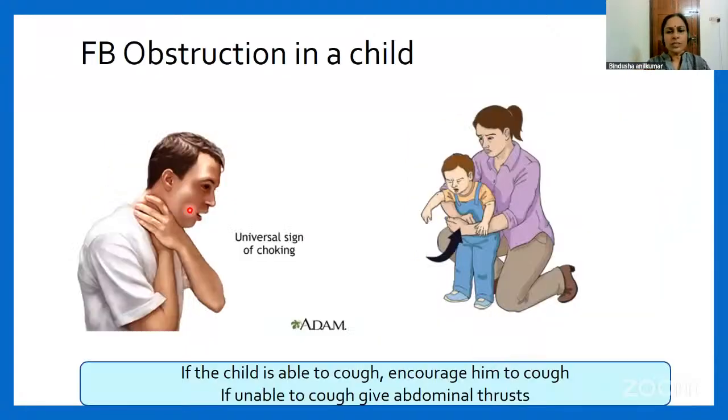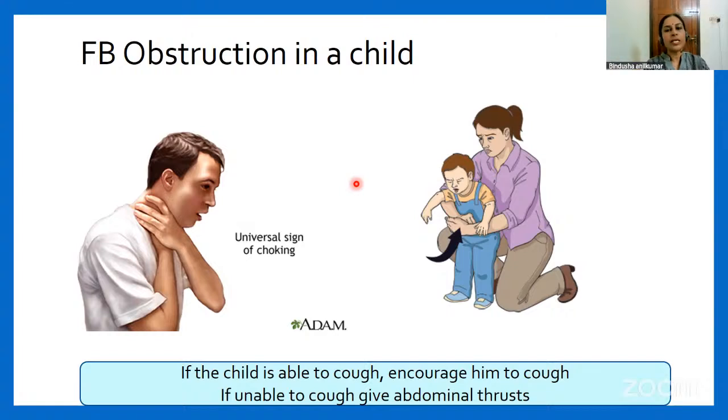If it is an older child, what will you do? If the child is able to cough, we will have to encourage him to cough. Coughing is the most effective method of expelling a foreign body rather than our thrust, whether it is a chest thrust or an abdominal thrust. If the child is able to cough, that tells you that some air can enter into the lung. Then only you will be able to cough. Cough is a forceful expiration, right? If the child is able to cough, you will encourage him to cough out the foreign body.